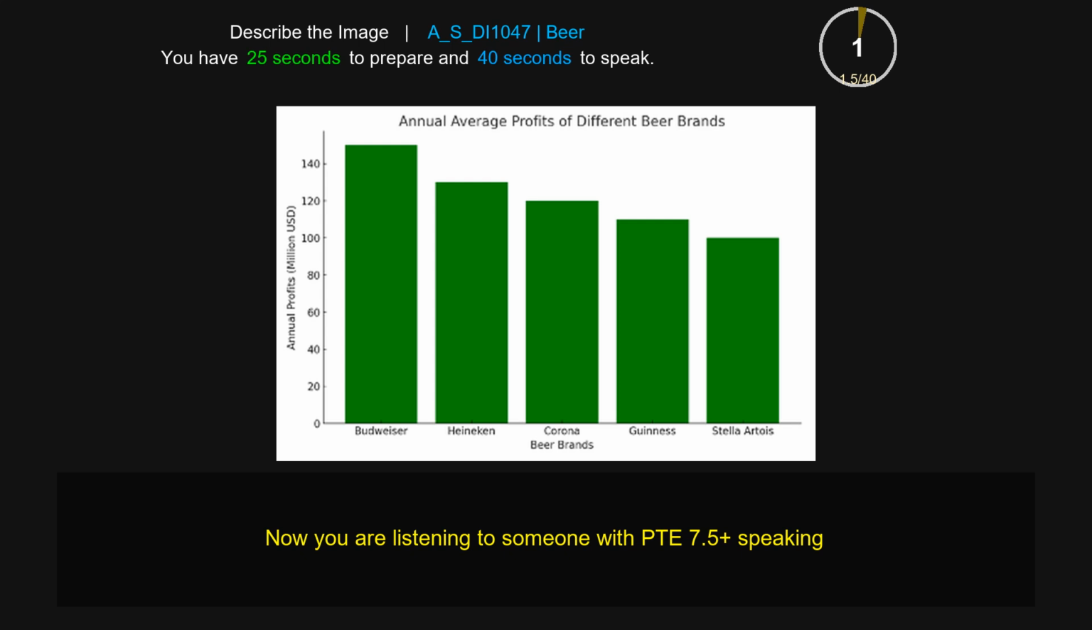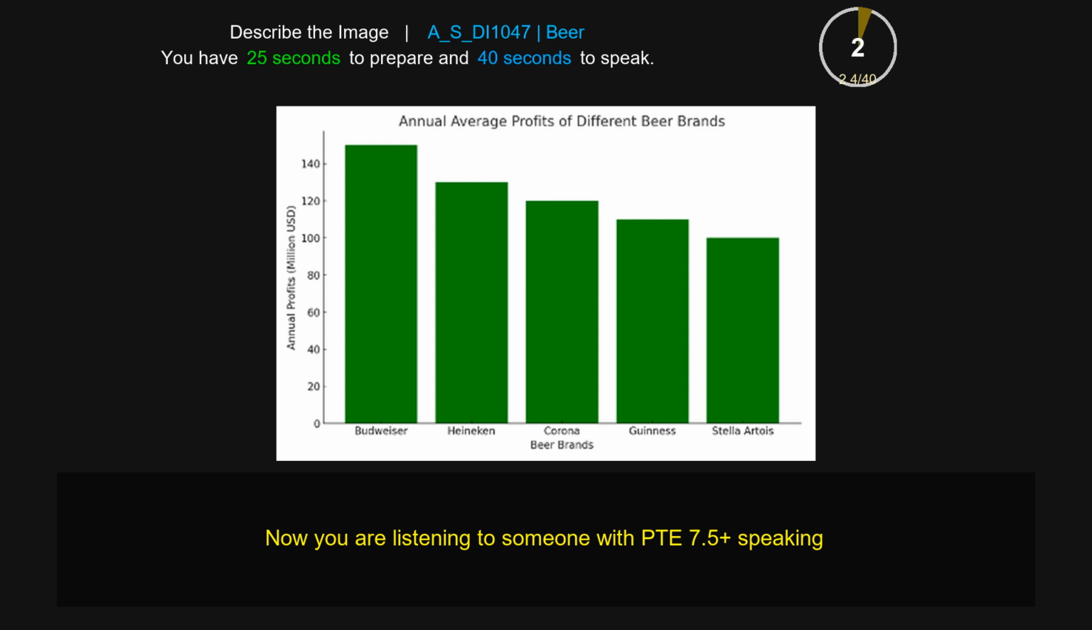The bar graph gives information about annual average profits of different beer brands. The y-axis gives information about annual profits in millions USD, which is from 0 to 140, while the x-axis gives information about beer brands such as Budweiser, Corona, Guinness, Stella Artois. Furthermore, it gives information about Corona, which is almost 120 range, and Guinness almost about 100. The highest range was from Budweiser, and the smallest range was from Stella Artois. Overall, it gives information about annual average profits of different beer brands.